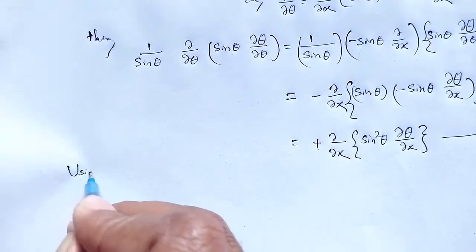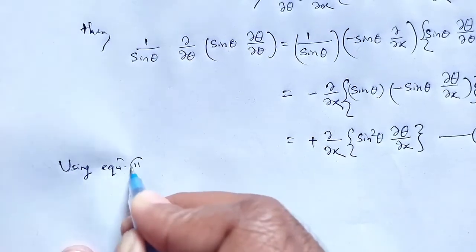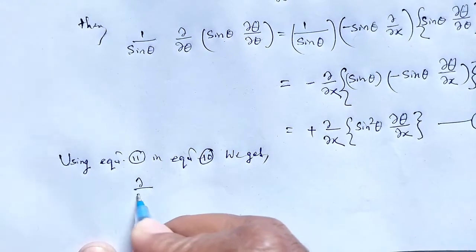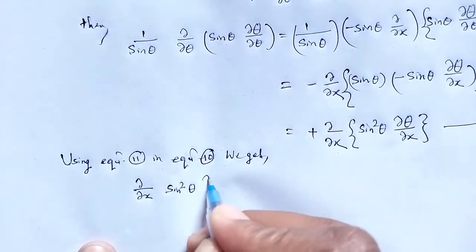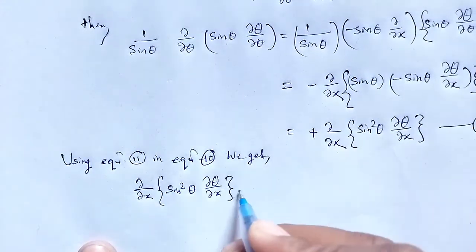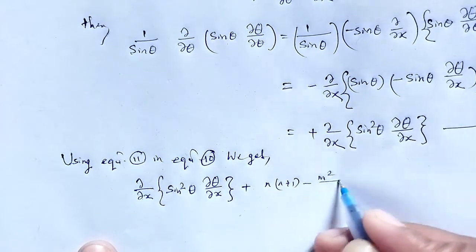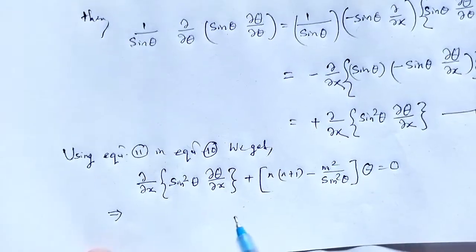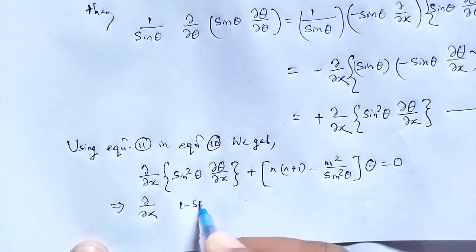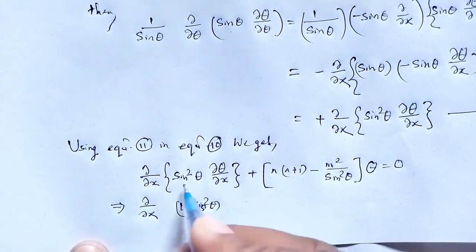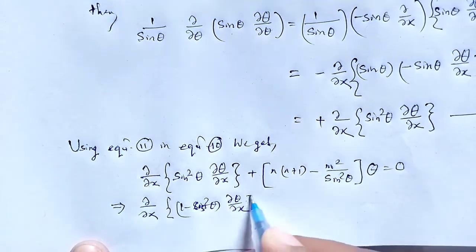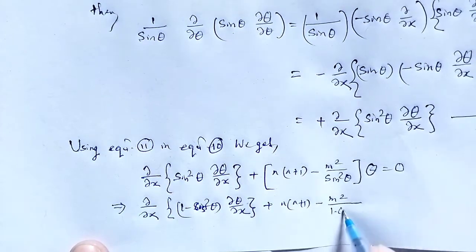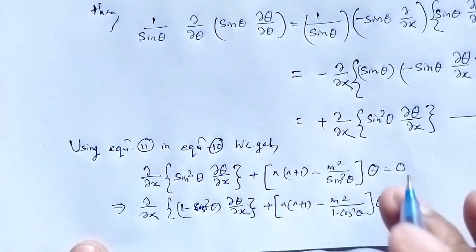Now using equation 11 in equation 10, we get del by del x of sin square theta del theta by del x plus n into n plus 1 minus m square divided by sin square theta of theta is equal to 0, which implies del by del x of, with 1 minus cos square theta in place of sin square theta, del theta by del x plus n into n plus 1 minus m square, sin square theta replaced by 1 minus cos square theta, of theta is equal to 0.